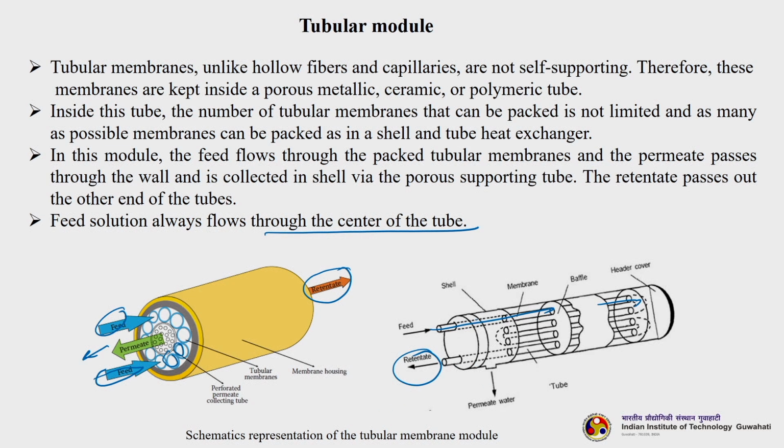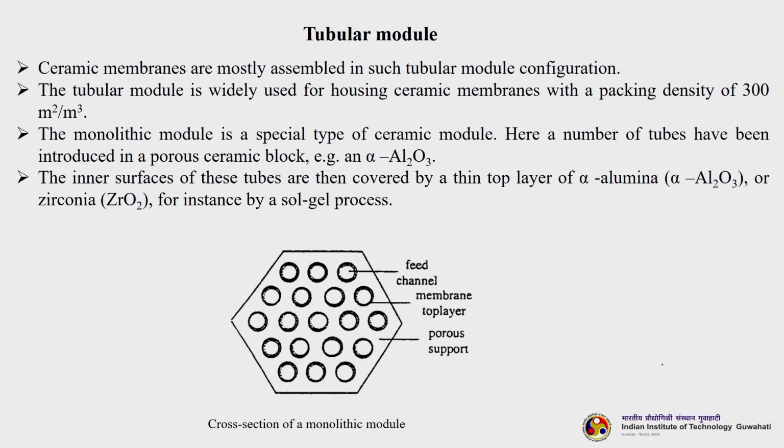Since I told you, this is a shell and tube heat exchanger type. So, this is the shell side, and these are the tube side. We can have baffles inside also, and the permeate is coming here. So, these are the tubes, the tubular membranes.